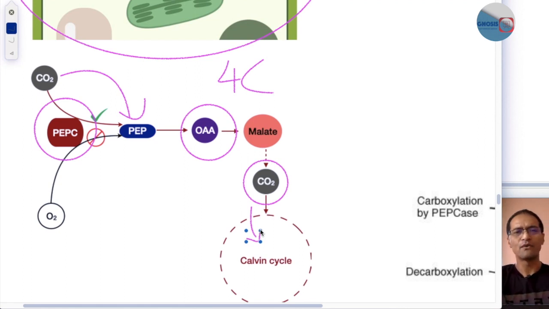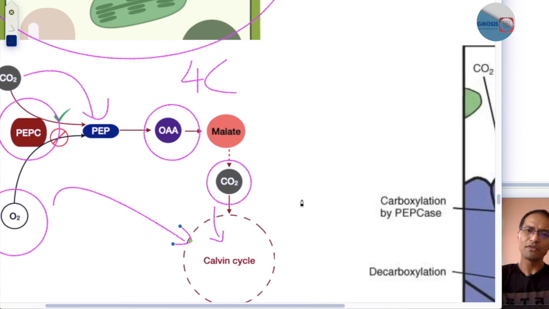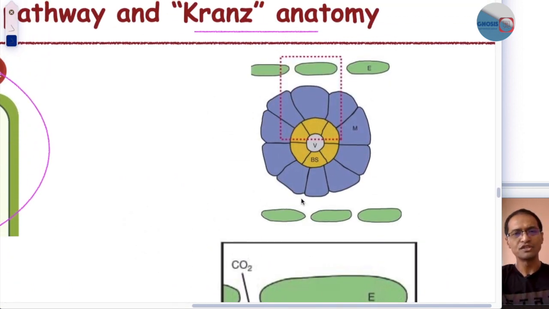So the question that might occur to some of us is that, well, we have oxygen over here and we have carbon dioxide over here. Oxygen may not bind to phosphoenol pyruvate, but then oxygen may bind to the RuBP, which is present over here before it enters into the carbon cycle. So how do the C4 plants manage to overcome this problem? Well, they do that by having an evolution in the anatomy of the plants.